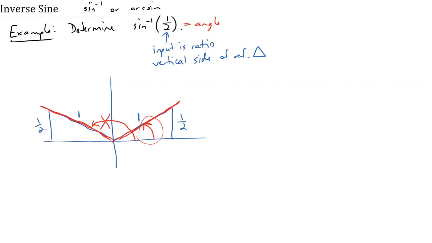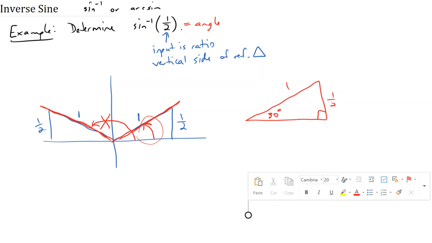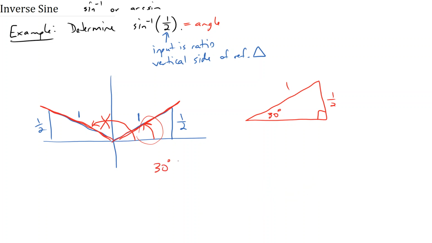And if you recognize this as being a 30, 60, 90, then you know that this angle, the reference angle for this, I'll remind you of what it looks like over here, 1/2, 1, this is a 90, then this is a 30-degree reference angle, which means that this rotation here is 30 degrees, which is equal to pi/6 radians. So the amount of rotation we need to get a vertical side of 1/2 is pi/6.